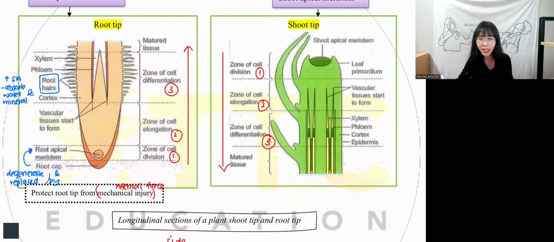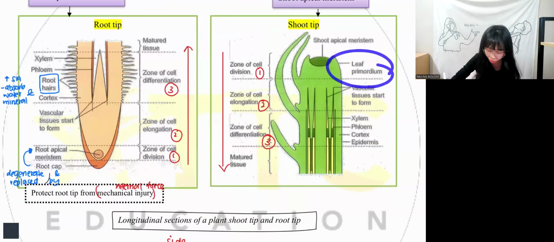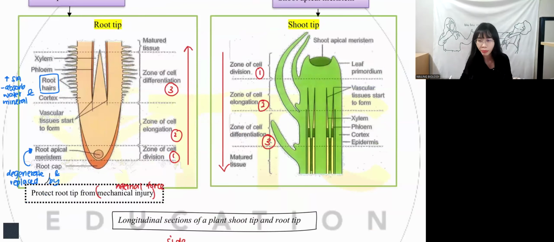Okay, for shoot tip, it's the same thing as well. They have the same function, nothing special here, but we have a thing called leaf primordia. What is primordium? Primordium is a young leaf. Before they form into a leaf, the starting point is called primordium. So from primordium, they will form into a leaf. It's called primordium, means they are young. They haven't grown into a leaf yet.